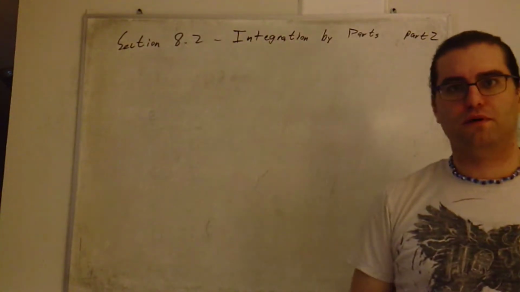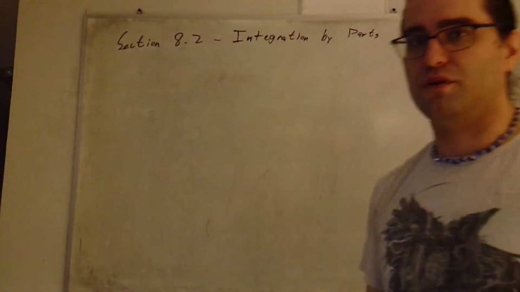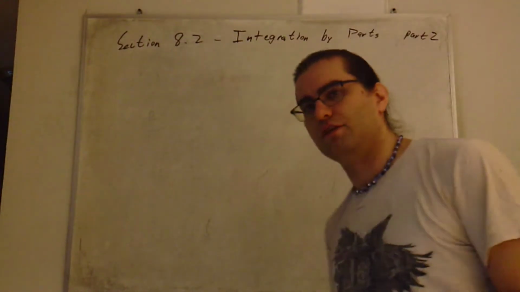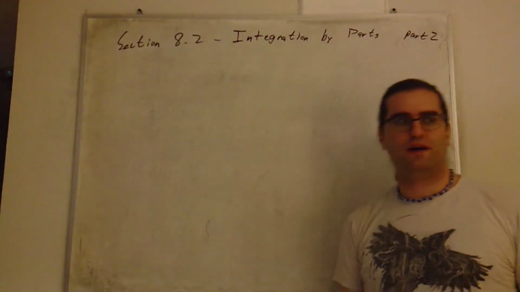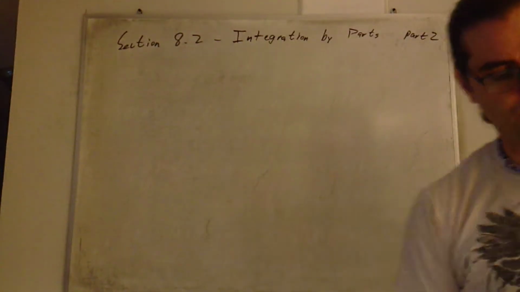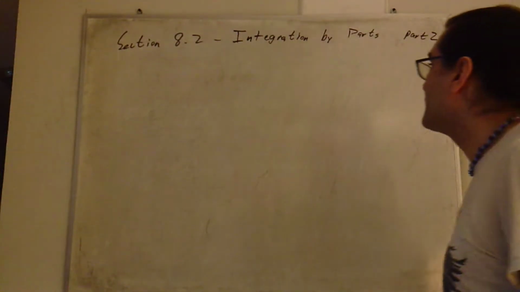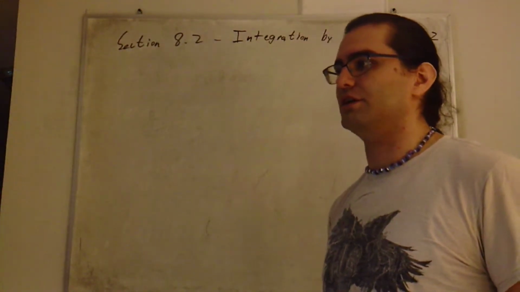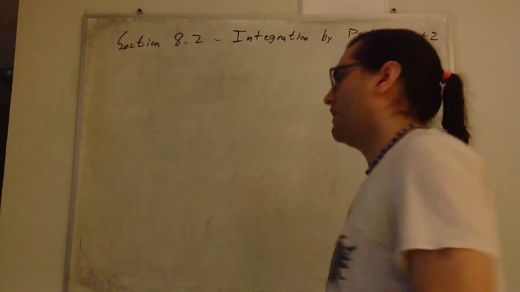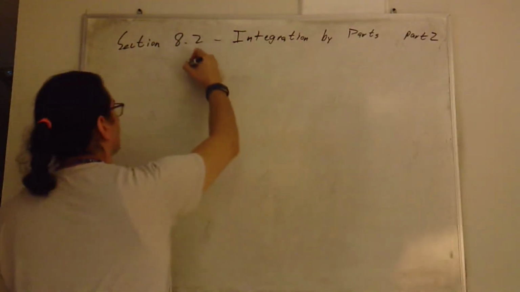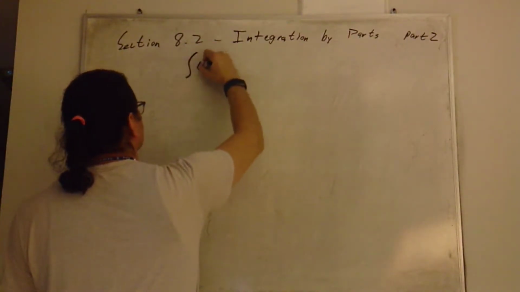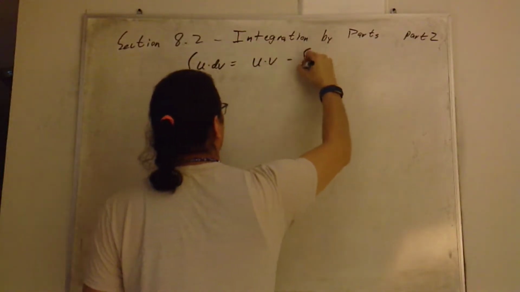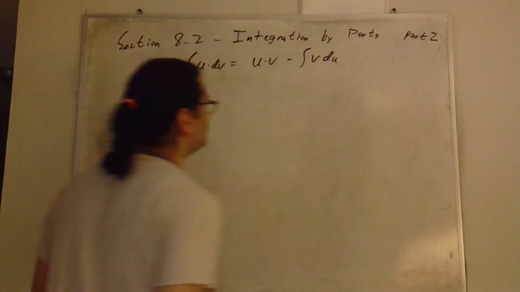We're following up a very exciting section, 8.2, with part 2 of section 8.2. In the last video we did a lot of theoretical explanations for why integration by parts works and where it comes from. And in this video we're just going to do a bunch of examples of integration by parts so we can see what that looks like and how we're going to use it. And as a reminder, the integration by parts formula is the integral of u dv equals u times v minus the integral of v du.